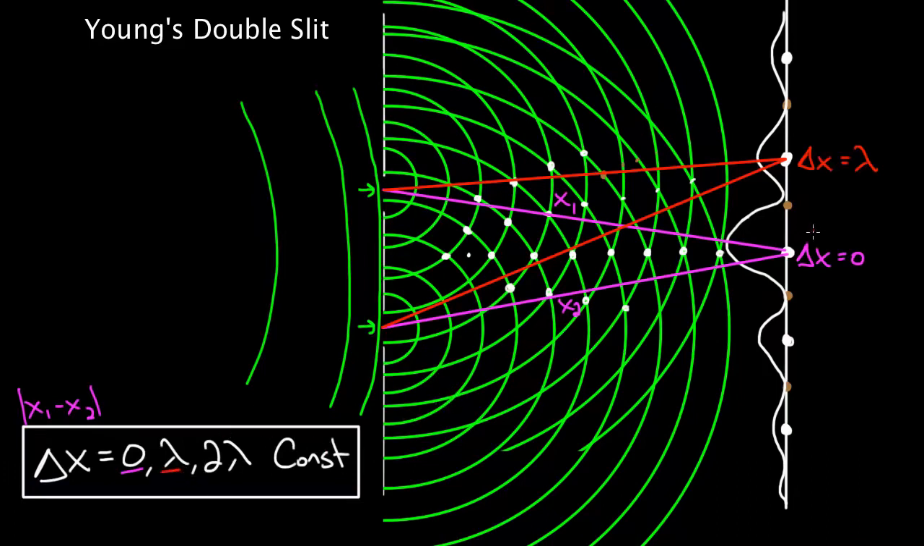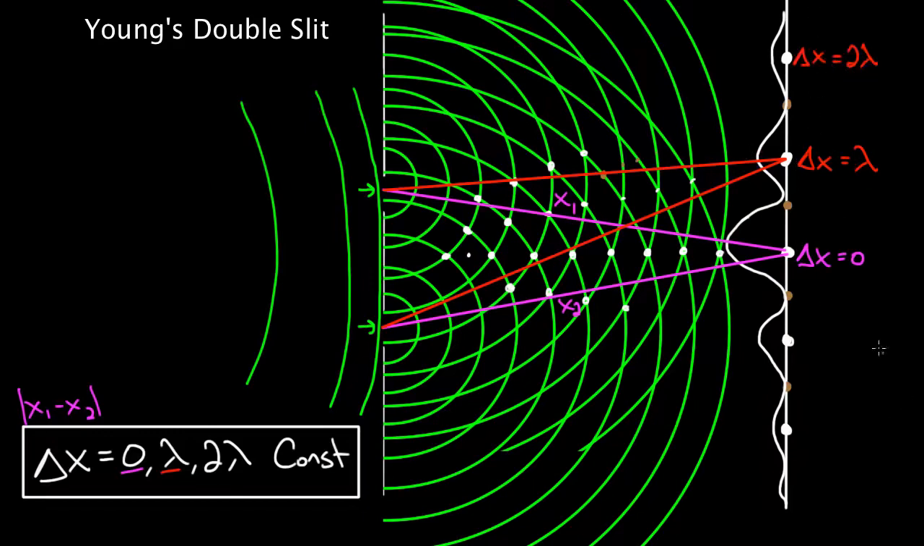Note, it's not from here to there that's 1 wavelength. This is a common misconception. This distance on the wall between constructive points is not 1 wavelength. The difference in path length that one wave travels to get there compared to the other wave is 1 wavelength. And I bet you can guess the next one. The next one, delta x, would just be 2 wavelengths, and you can keep going.